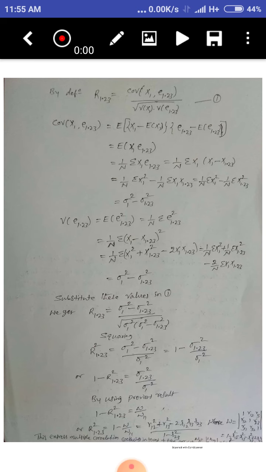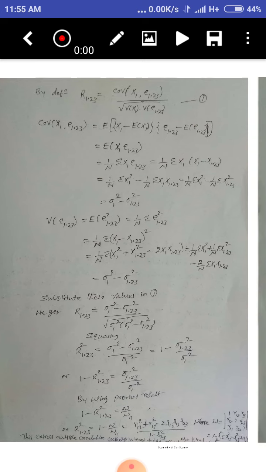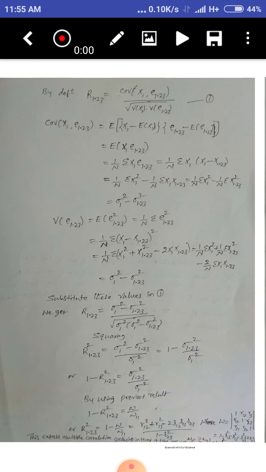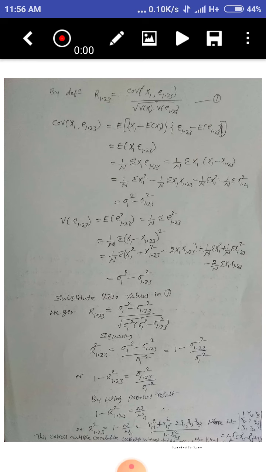So understand, this is a very important result: 1 minus capital R1.23 square equals sigma 1.23 square divided by sigma 1 square. Now substitute in terms of omega. Omega is nothing but the determinant of the coefficients of correlation between the variables 1, 2, 3. So 1 minus R1.23 square equals omega divided by omega 1,1.